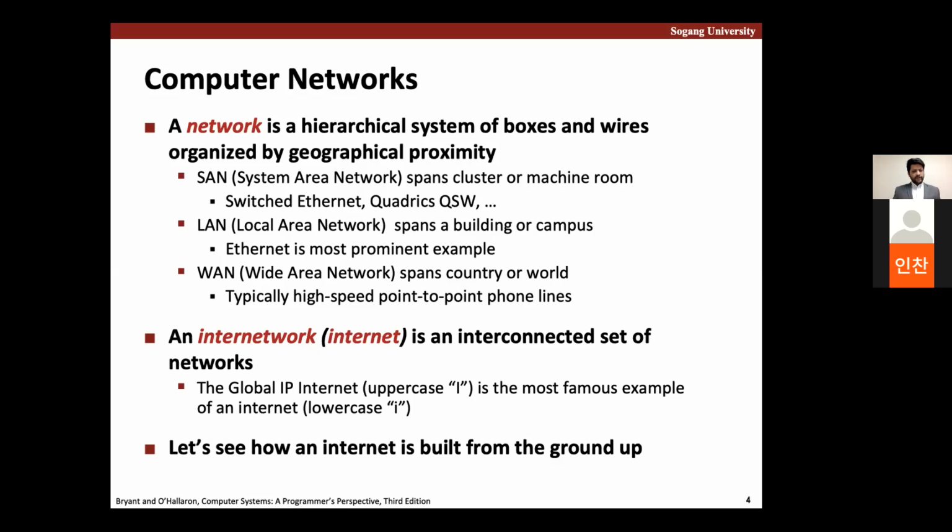Similarly, we have the last one, the wide area network, often referred to as WAN. It spans a country or multiple countries, and it typically has high-speed point-to-point phone lines to enable the connectivity. An internetwork, where the term internet comes from, is an interconnected set of networks. The global IP Internet, with an uppercase I, is the most famous example and implementation of an internetwork. Now let's see how an internet is built from the ground up.